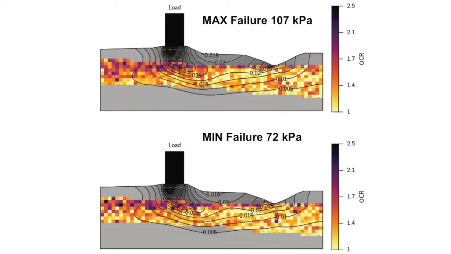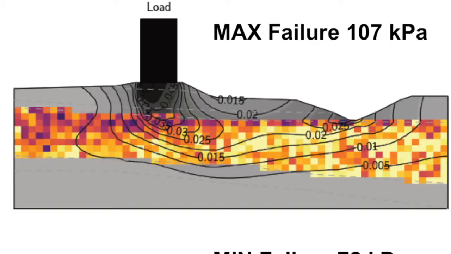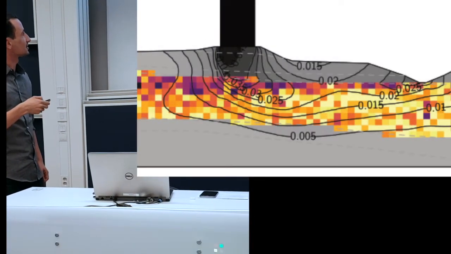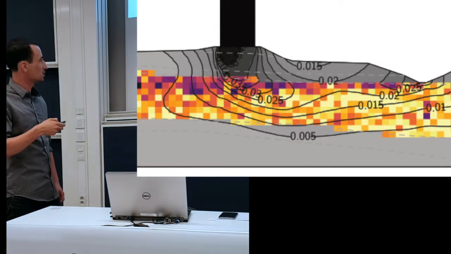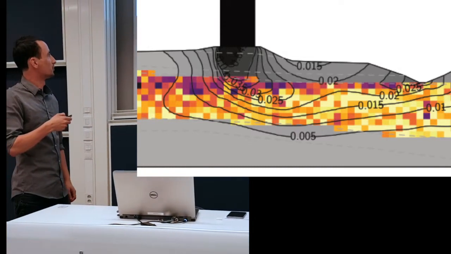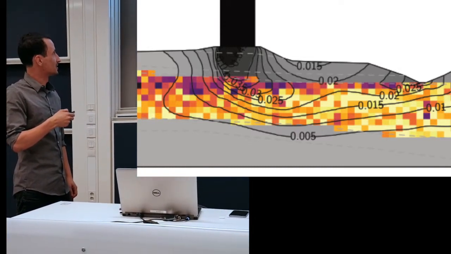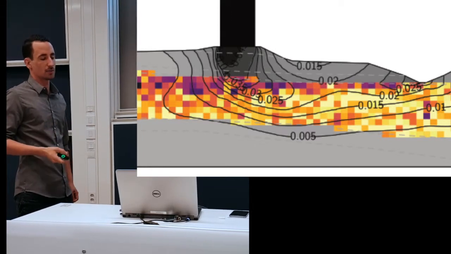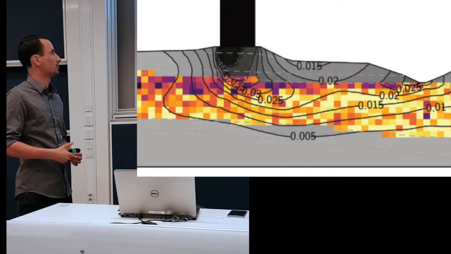I was struggling, like why do we fail so differently? They look the same, but if you look really carefully, my hypothesis is that you can see right under here it tends to be darker colors, which means higher OCR, more stiff. And right here, it's not like that. It seems like it's actually really low values, about 1 to 1.2. So it seems like this location under the embankment is influencing how much load the embankment can withstand.